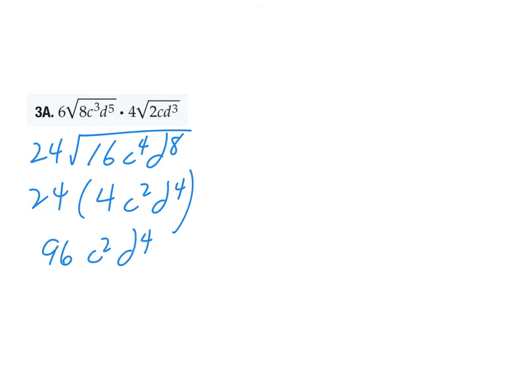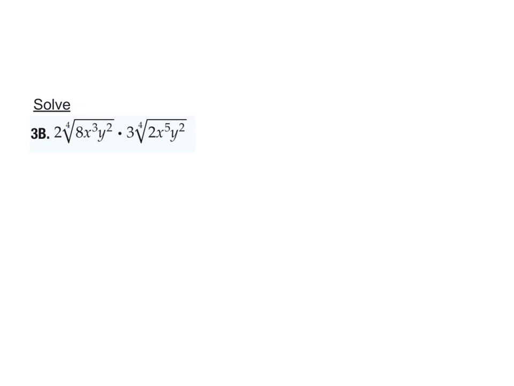Okay, give this one a shot. Do this one yourself. See what you get. Pause it, come back. Alright, same deal. When I have a radical, I can multiply the things on the inside, and the numbers on the outside I can multiply together too. So when I do that, I get a 6 on the outside, 2 times 3. 8 times 2 is 16. X to the 3rd times x to the 5th is x to the 8th. Y squared times y squared is y to the 4th.